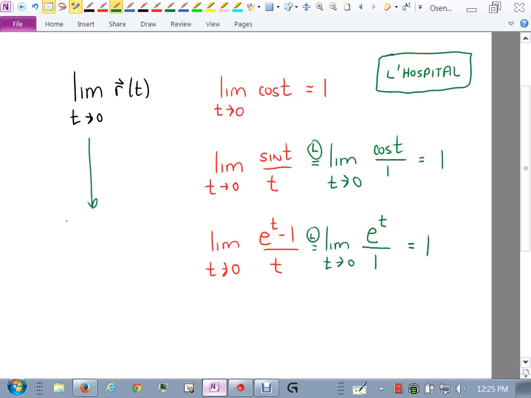The limit is the vector 1, 1, 1. It's headed towards the vector 1, 1, 1. Now at 0, it's undefined, but the vectors on the curve getting closer to that are getting closer to the vector 1, 1, 1.